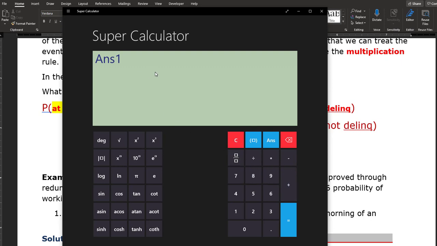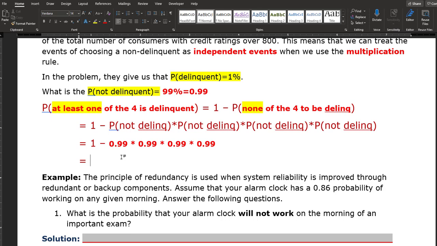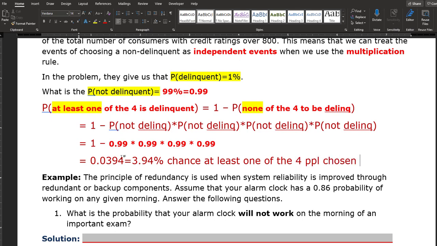Alright, actually I want to do 1 minus the answer. Get my calculator fixed up here. So it looks like we have a 0.0394 chance, or you can say a 3.94% chance. 3.94% chance of what? What were we ultimately trying to find? Well, it's a 3.94% chance at least one of the 4 people chosen is delinquent.